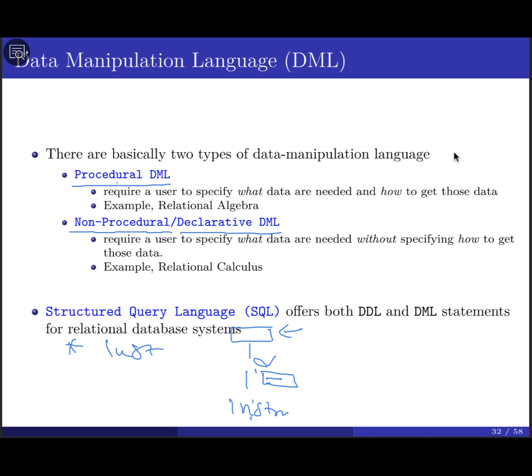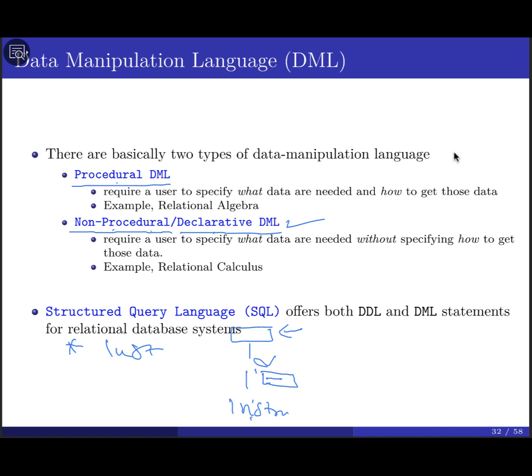For the non-procedural or declarative language, the example is going to be the SQL language. Here I'm just going to tell you that, please, I want the list of all the instructors that belong to the computer science department, or work in the computer science department. How can we get it? It's your job. Try to find the best way. I'm not going to tell you how. That's why we call this one declarative.